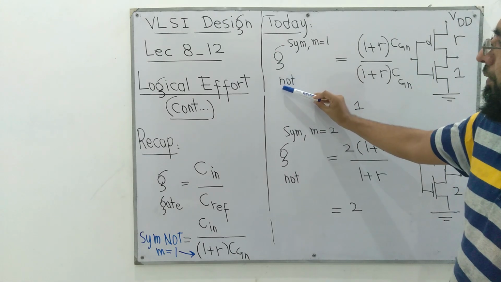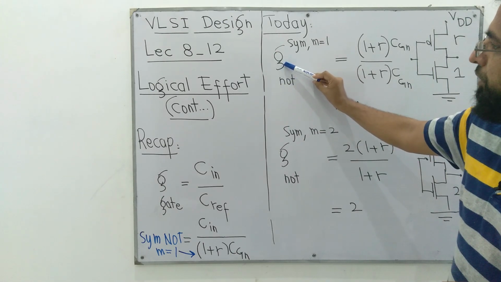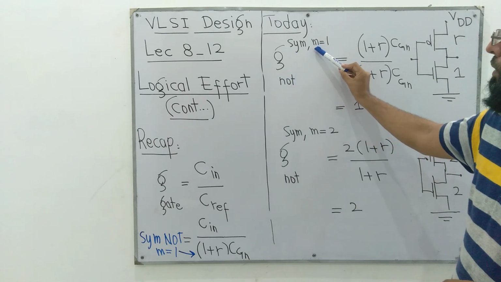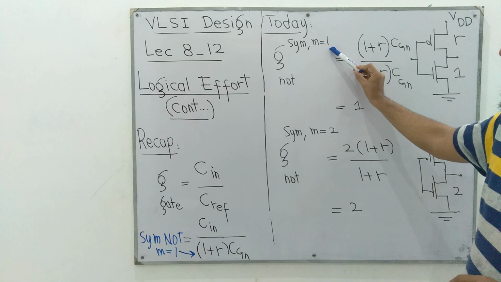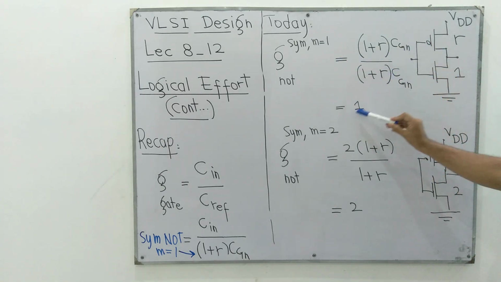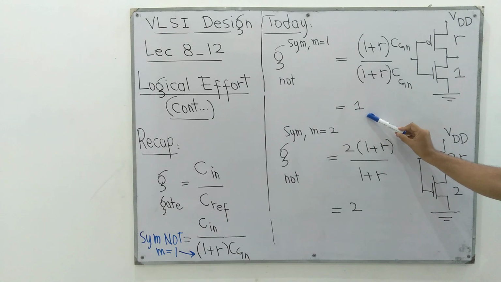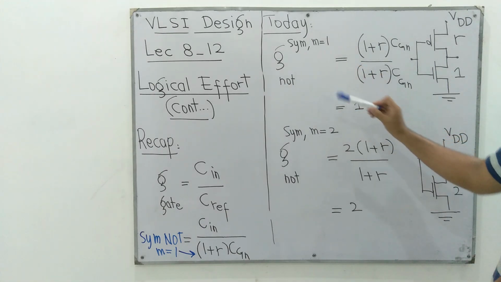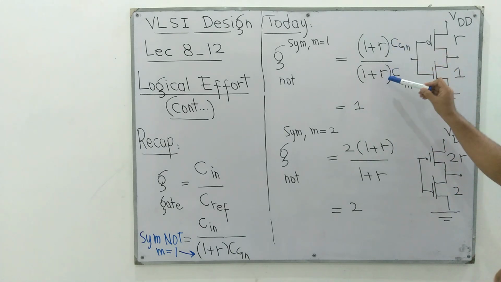In today's lecture, we'll calculate the logical effort of a NOT gate which is symmetric and has a scaling factor of 1, the same as reference. If it is the same as reference, of course, the answer would be 1 because the logical effort of this gate is 1 because the numerator and the denominator are the same.